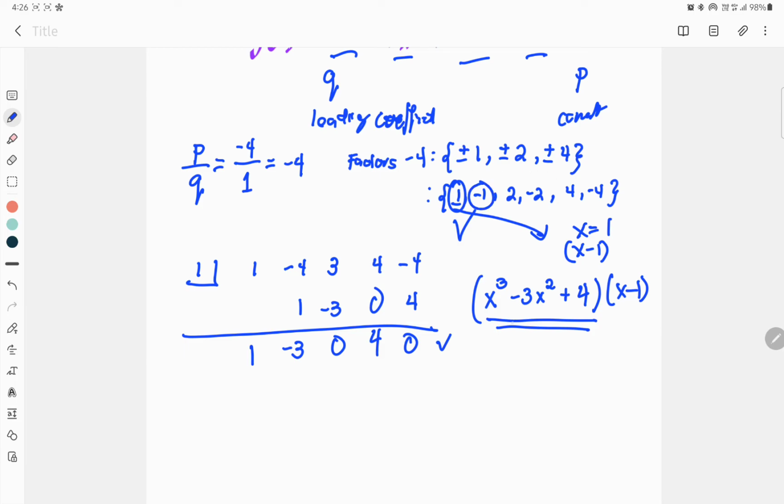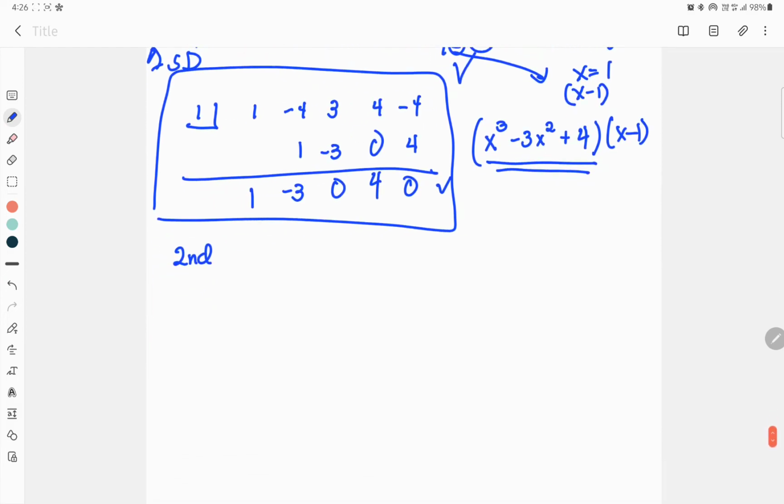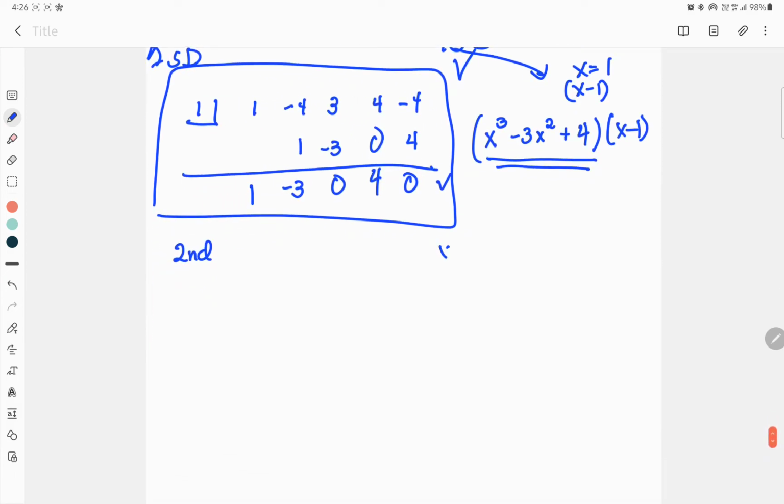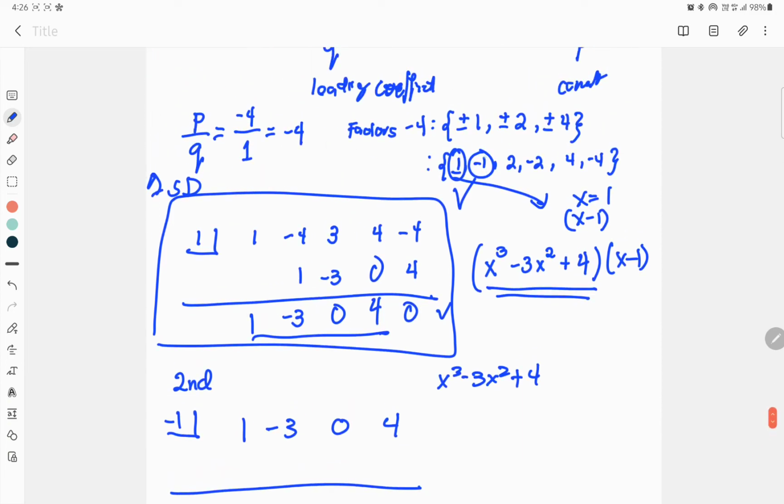Let's look at negative 1 using this one. Okay, that was the first synthetic division. Now let's go on to the second synthetic division. What we're going to use is x cubed minus 3x squared plus 4. However, remember, there is a missing term. So we have 1, minus 3, 0, and 4. Then I'm going to use negative 1 as the divisor here.